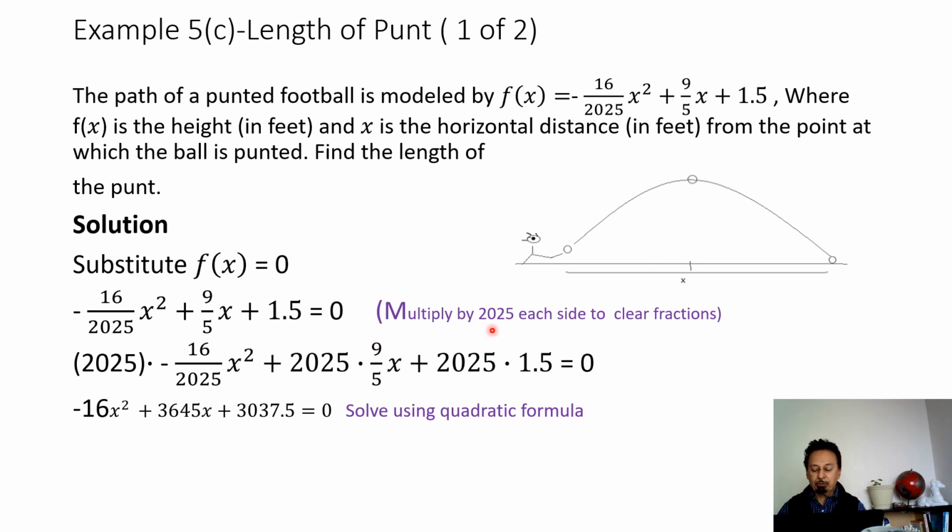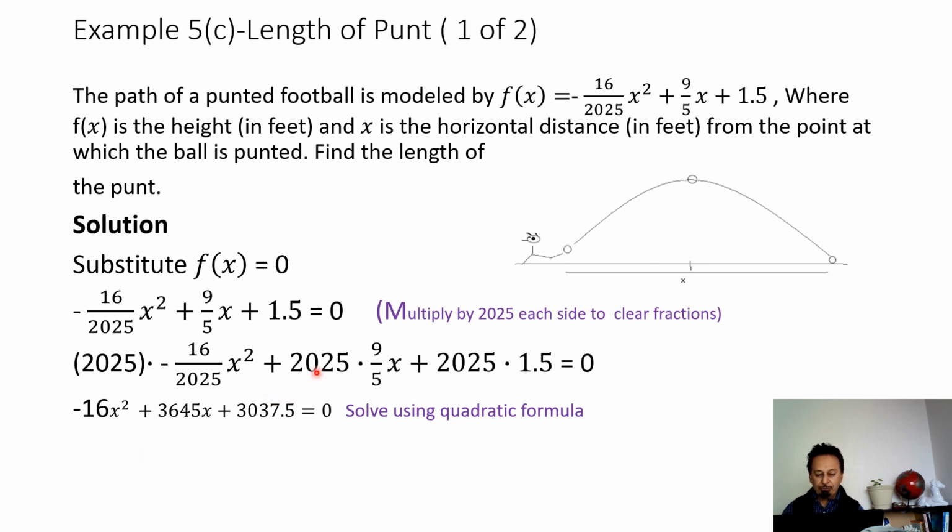Now we multiply by 2025 because these are fractions and they are difficult to work with. We want to convert them into whole numbers, so we multiply by 2025 on each side to clear the fractions. So this becomes 2025 times minus 16 over 2025 x squared plus 2025 times 9 over 5 x plus 2025 times 1.5 equal to 0. Now this cancels with this one and gives you minus 16x squared.